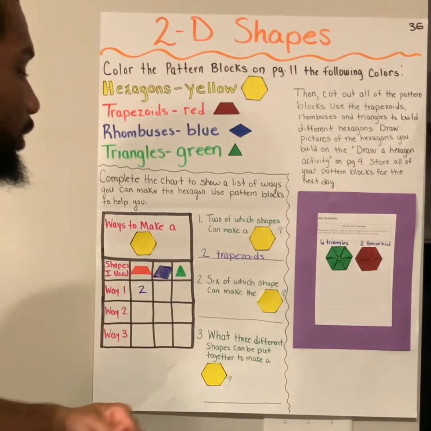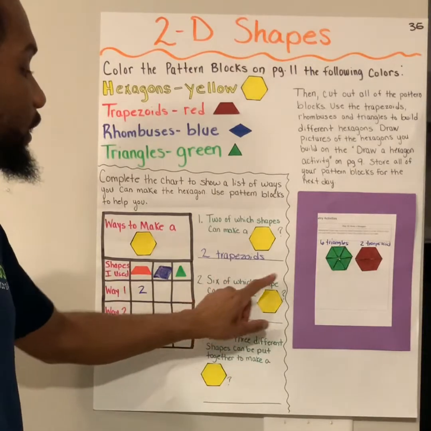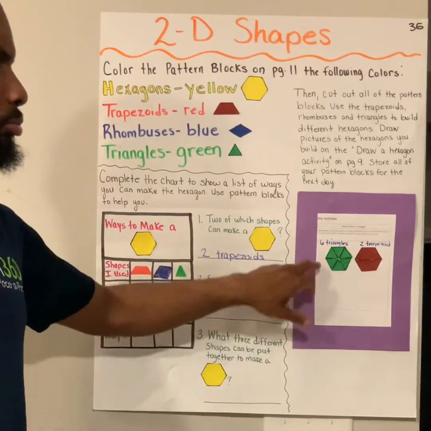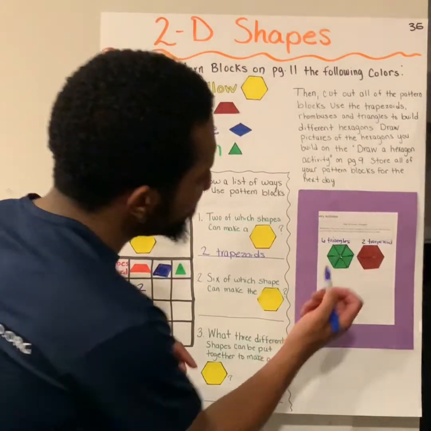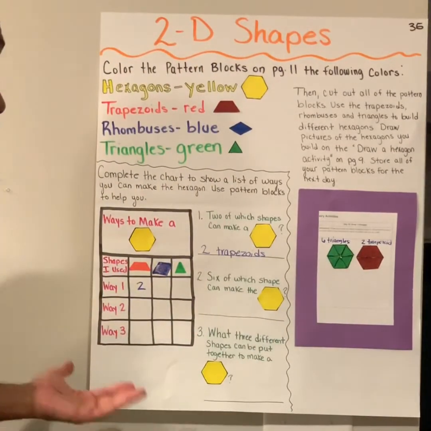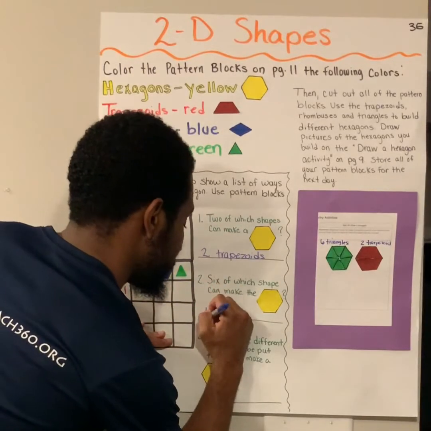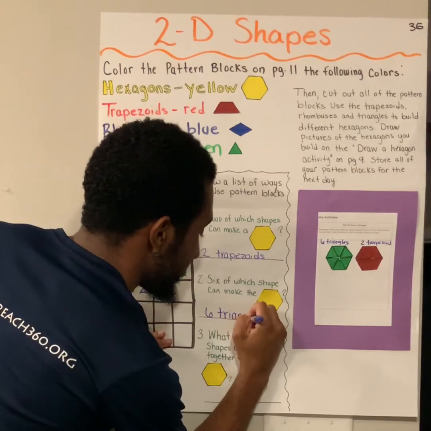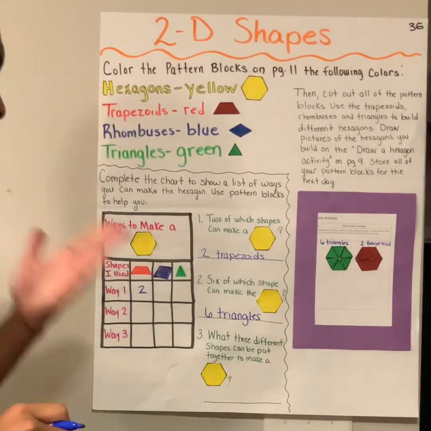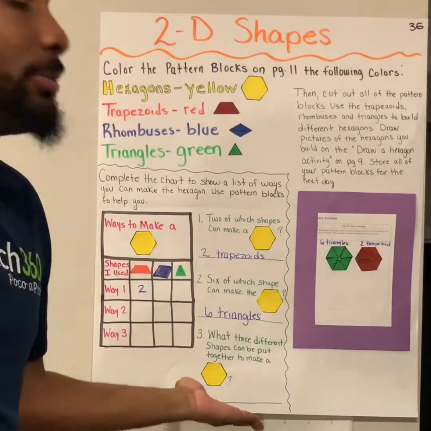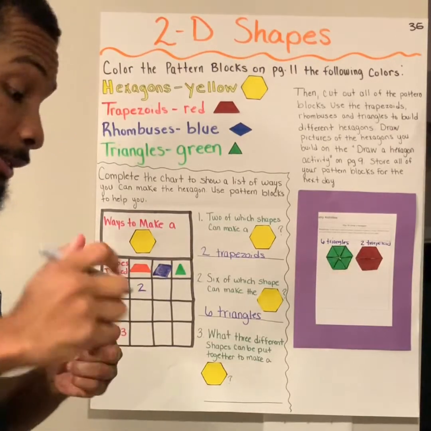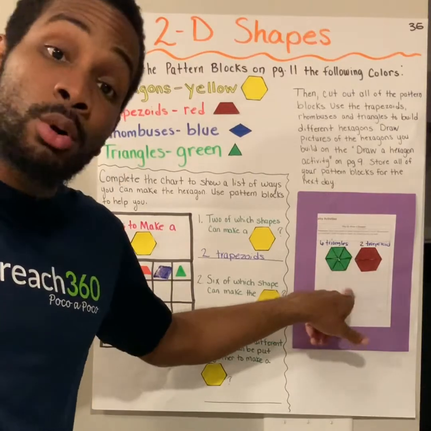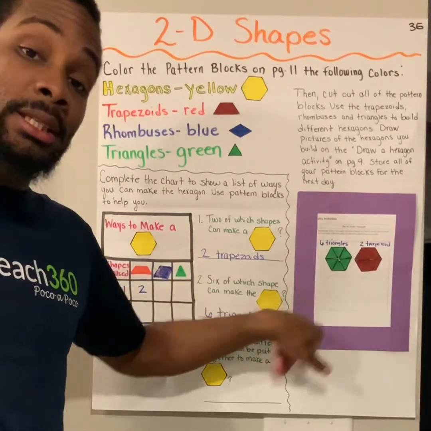That's right, okay? The next one says 6 of which shapes can make the heptagon? Did I have one to make 6? Let's see. 6 triangles. So I'm gonna put 6 triangles. Okay? Now, I know I can't answer the last one because I only did 2. So that means you had to figure out one more way or 2 more ways to make the heptagon.